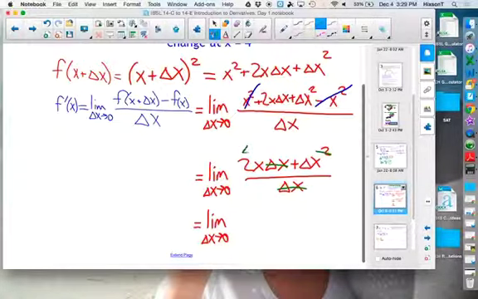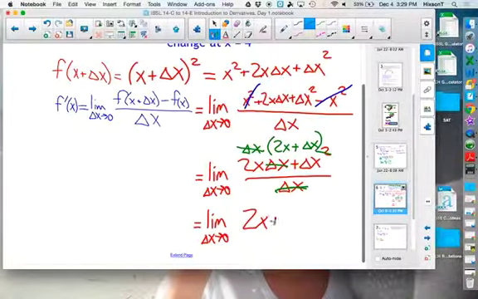It's like if you had two fractions. Think of it like separate fractions. We have a common factor here of delta x. If you factored it out, you would cancel that out with that. Now you're left with 2x plus delta x.